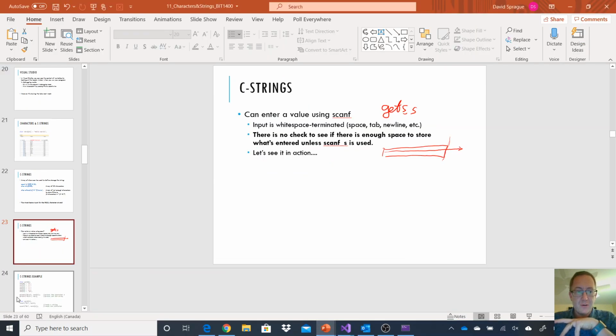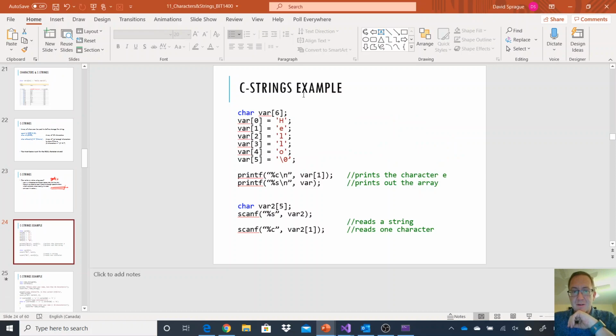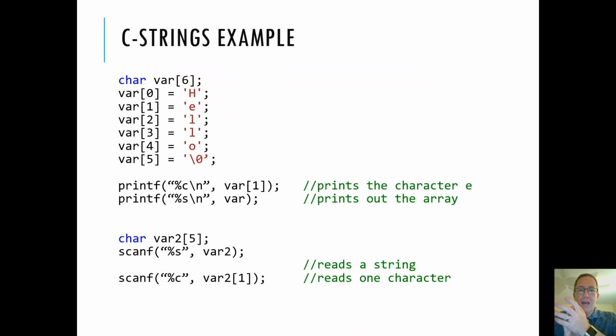Let's get back to CStrings. So here is my example for CStrings. Once again, I have hello. It has a 0 at the end. I can print off an individual character.